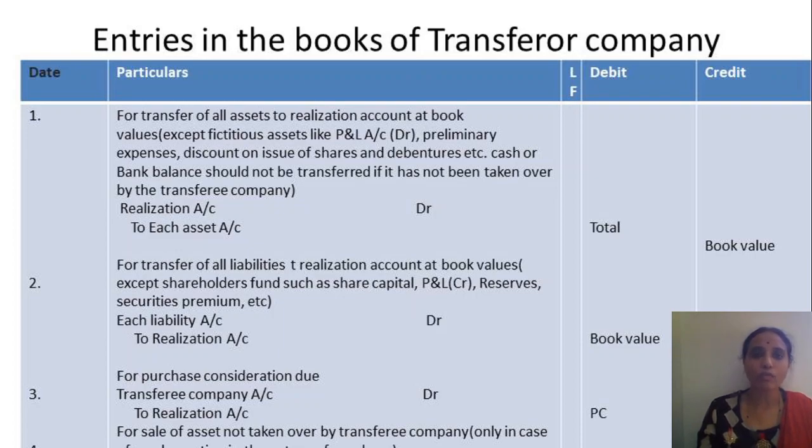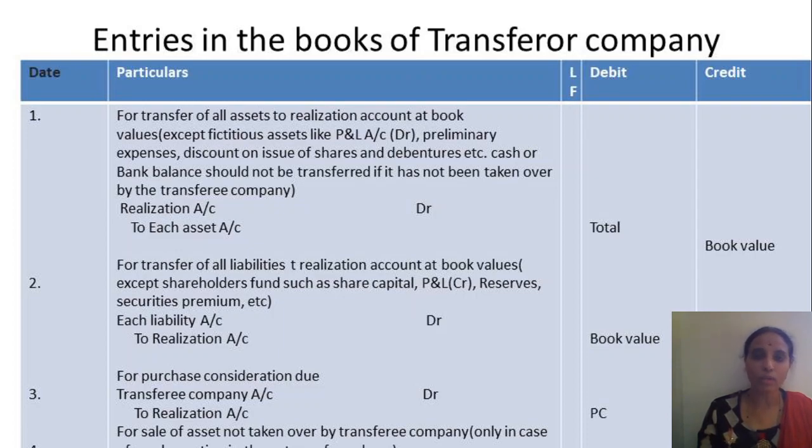So hence we say we pass in the books of transferor company. Now, purchase consideration, where should it come from? It has to come from the transferring company. So that is why we debit the transferring company account. So transferring company account debtor to realization account, that is the purchase consideration amount we are going to take.